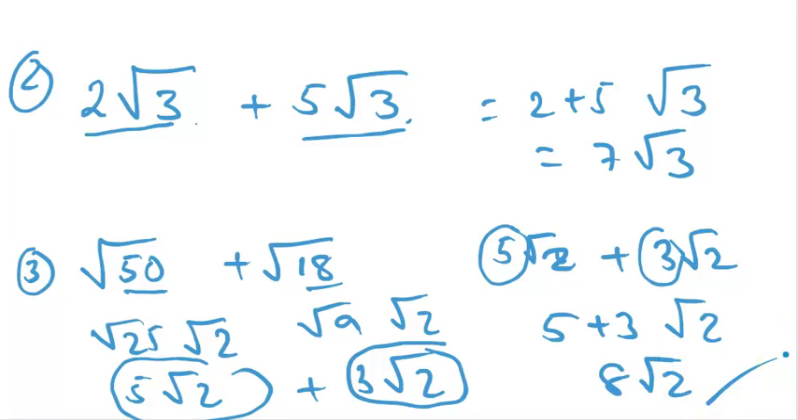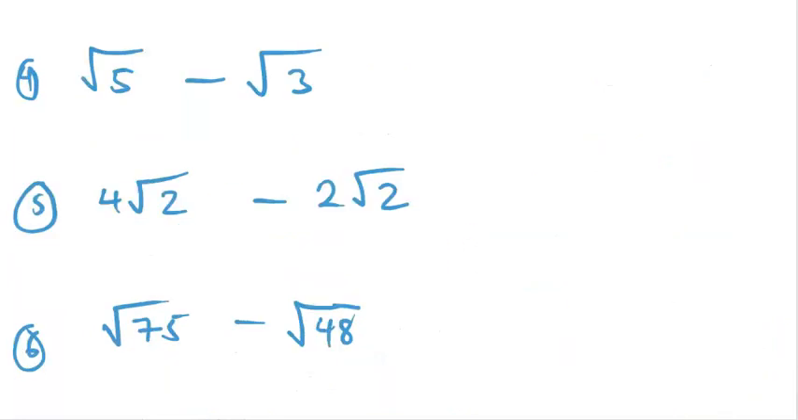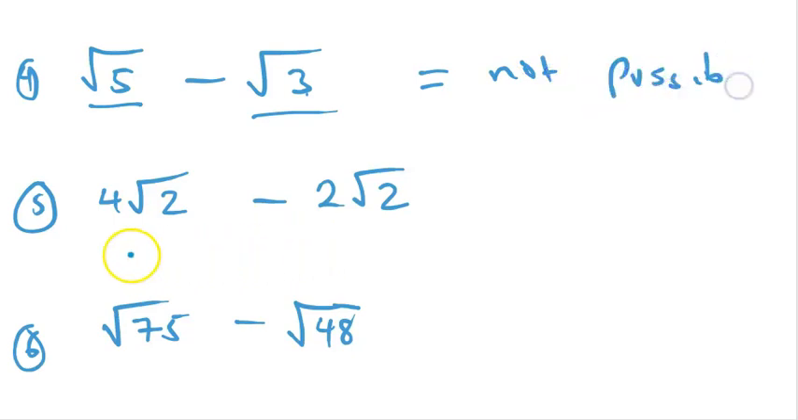Okay. Let us do some examples of subtraction. Example 4. Root 5 minus root 3. First, what is inside the radical is not the same. This is root 5 and this is root 3. Secondly, we cannot simplify this further. The first step is to always look at what is inside the radical. The second step is to look if you can simplify that. There is no way we can simplify root 5. There is also no way that we can simplify root 3. Therefore, this is not possible to subtract. Okay, let's look at example 5.